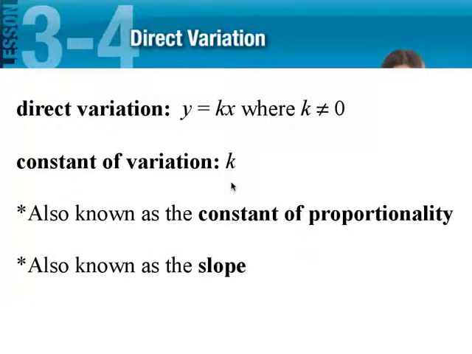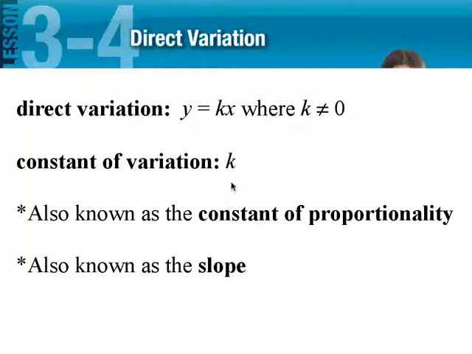So first of all, the definition of direct variation is y equals k times x, where k doesn't equal 0. Because if k equals 0, there'd be no x, right? It'd just be y equals 0. Okay, so first of all, the constant of variation is what k is. It's that number in front of x. Okay, that's what the constant of variation is.